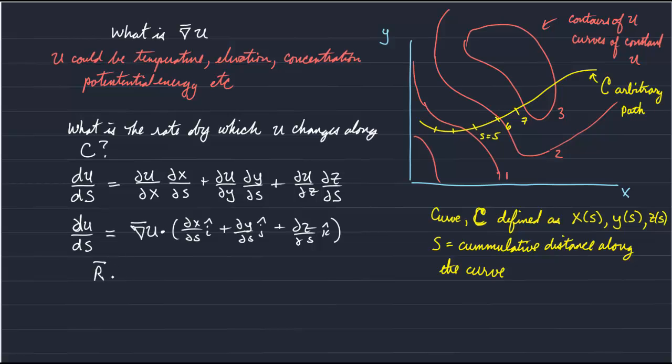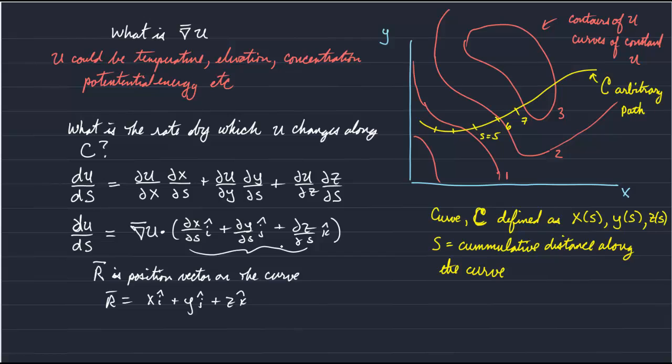is our position vector on the curve, that is, r is equal to x in the i hat direction plus y j hat plus z k hat, then this derivative, or this sum of partial derivatives, describes how r changes with respect to cumulative distance. So this is the rate change in r with distance.